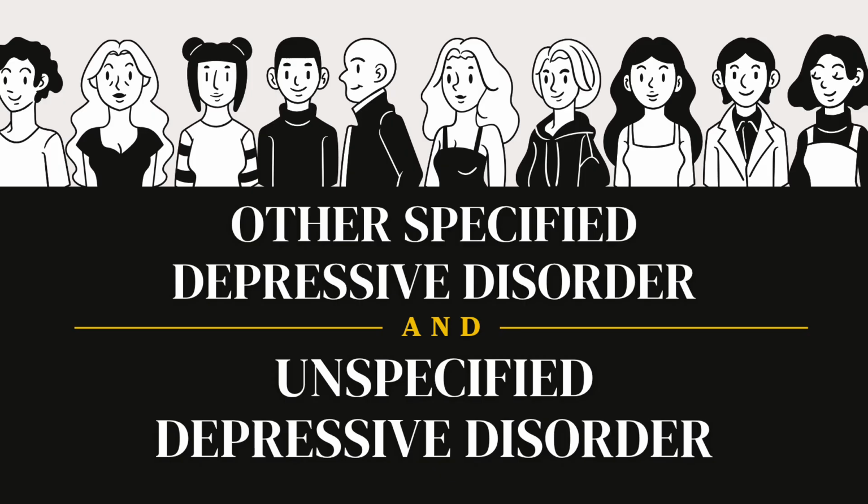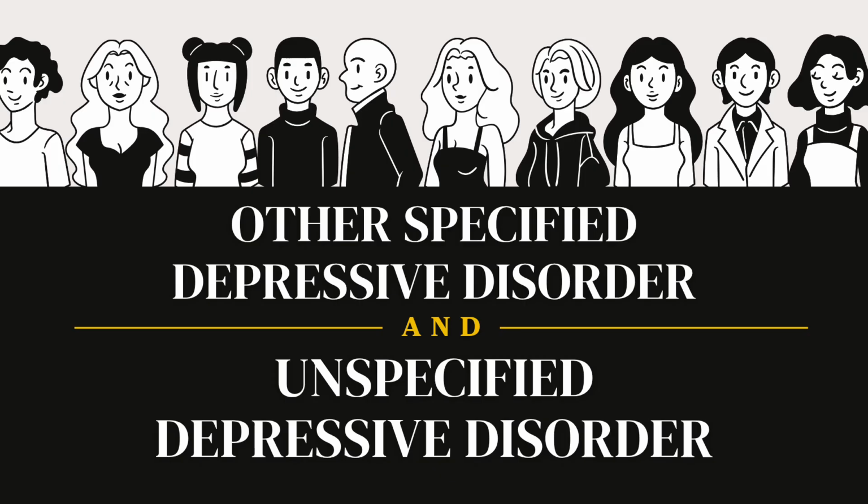So, most of us think of depression only in terms of major depressive disorder or persistent depressive disorder, but not all patients neatly fit those definitions. These two categories, the OSDD and the UDD, give clinicians the flexibility to recognize depressive symptoms that are real and impairing even if they don't meet the full textbook criteria.